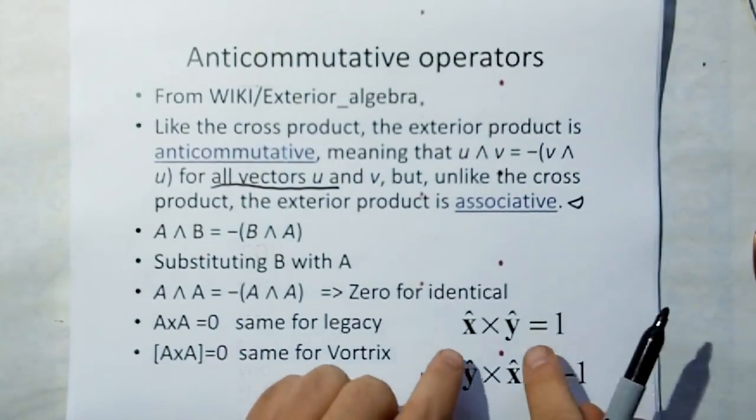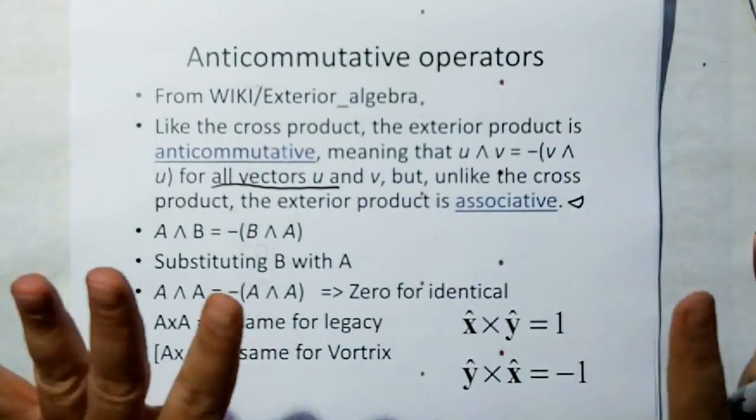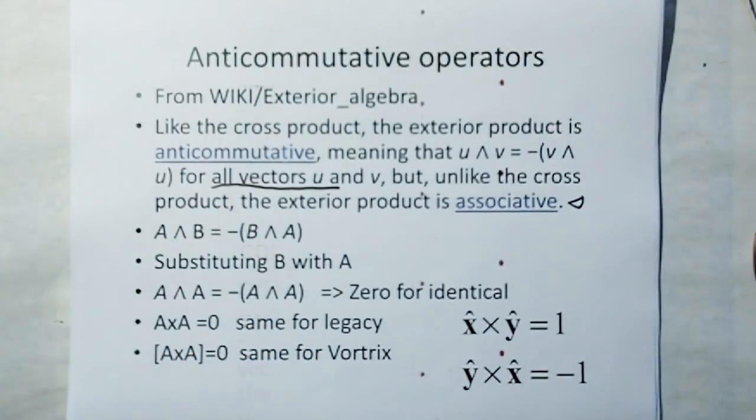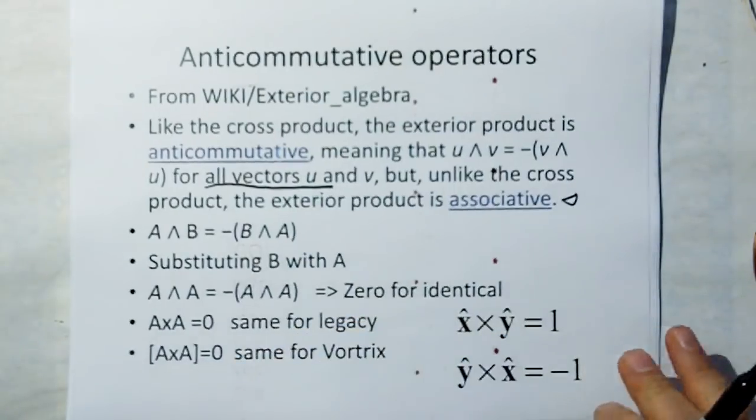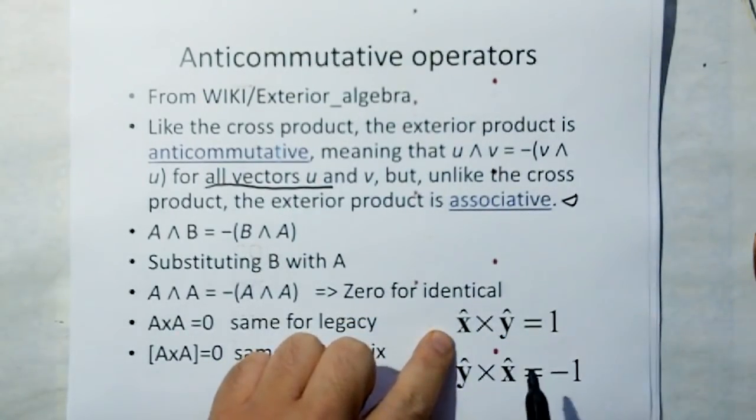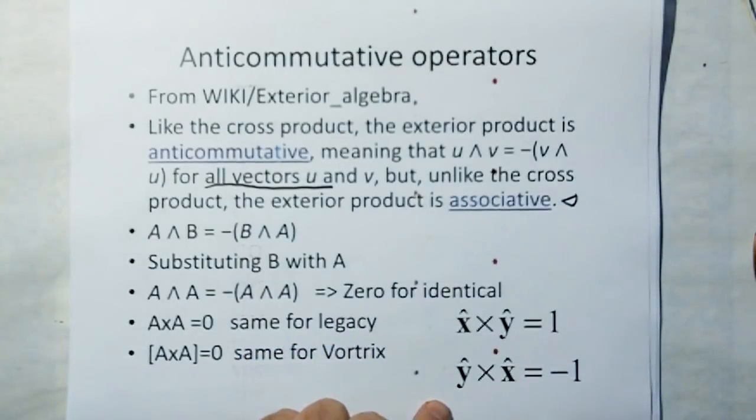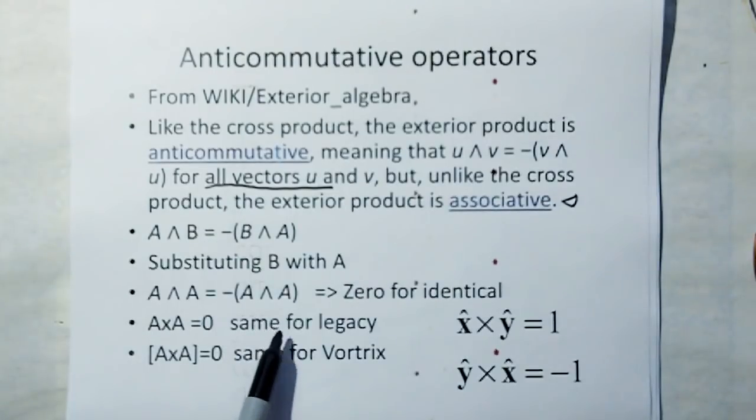Okay, so now if we're using our unit vectors, because remember, this is going back to the discussion of the pseudoscalar. In the pseudoscalar, we use unit direction vector in x and unit direction vector in y. And so if we take the cross product of the unit direction x and y, we get 1. If we swap them, we get negative 1. That's consistent for legacy and Vortrix.